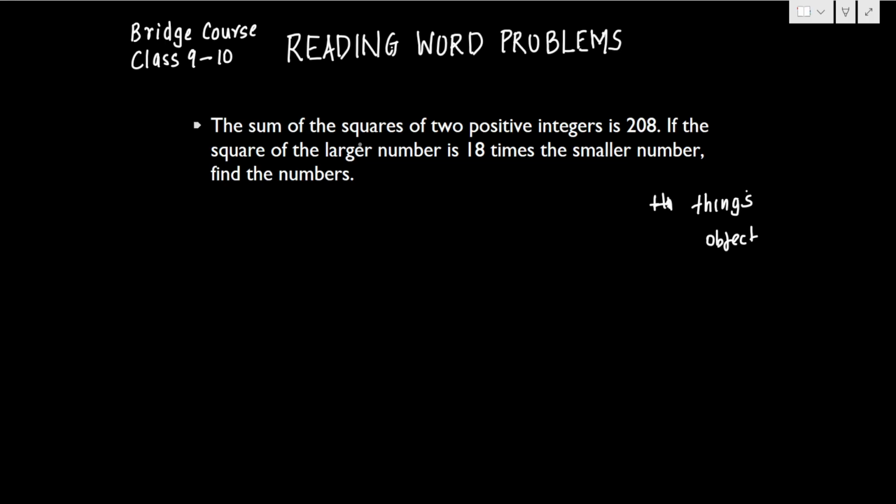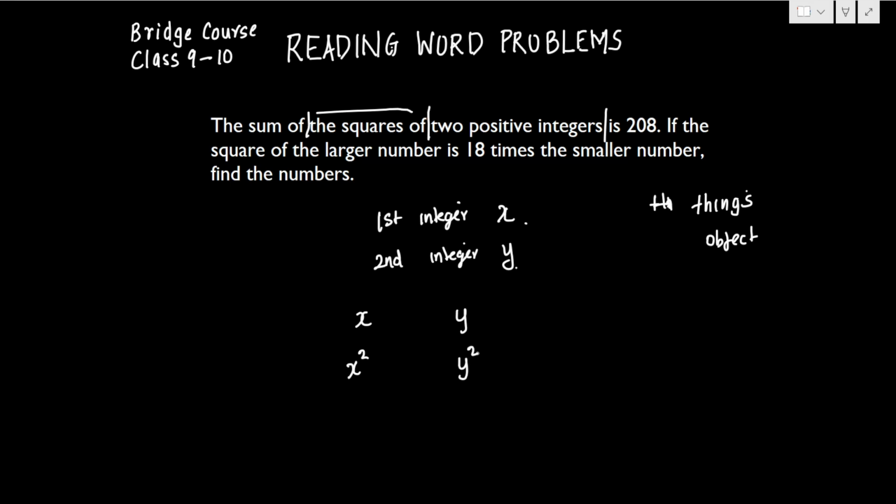Let me read again. The sum of the squares of two positive integers. Okay, there are two positive integers. They are things. So let me write down the first positive integer as x. I'm just going to give them names. The second integer, I'm going to call that y. Now let's go a little bit behind and see what they have to say about the two positive integers. The squares of the two positive integers. One integer is x, the other integer is y. The squares of the positive integers will be x square and y square.